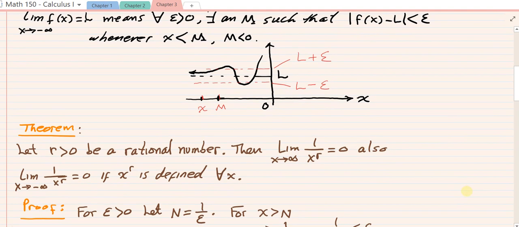Now, to see the proof of this, you can kind of see this with numbers. For example, if I have 1 over x to, there you go, a million. 1 over x to a million.